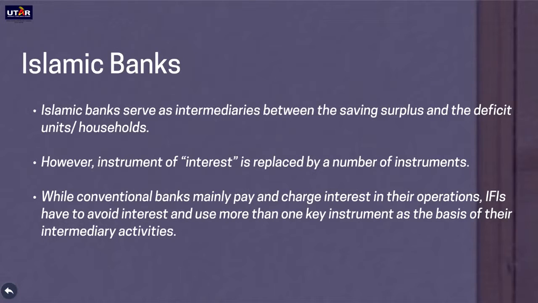Islamic banks are intermediaries between the saving surplus and the deficit units. However, instruments of interest are replaced by a number of instruments. This is not easy, to replace interest in the transaction. So they come out with a number of instruments to make the transaction legal and Sharia approved. While conventional banks mainly pay and charge interest in their operations, Islamic financial institutions have to avoid interest and use more than one key instrument as the basis of their intermediary activities.